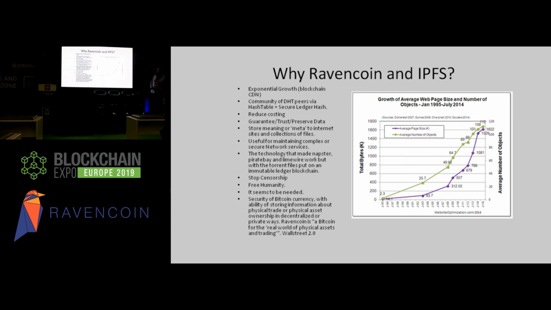Why Ravencoin and IPFS? Well, this graph, you might not be able to see it, shows the growth of average web page size and number of objects, January 1995 to July 2014. We can see there is a hyperbolic exponential relationship between the demand for file systems and computers, and this shouldn't be unexpected. We've already gone through the IBM personal computer revolution. We went from a period of using photocopiers, fax machines, and the 80286 AT, the first computer, and that was what really created the internet.